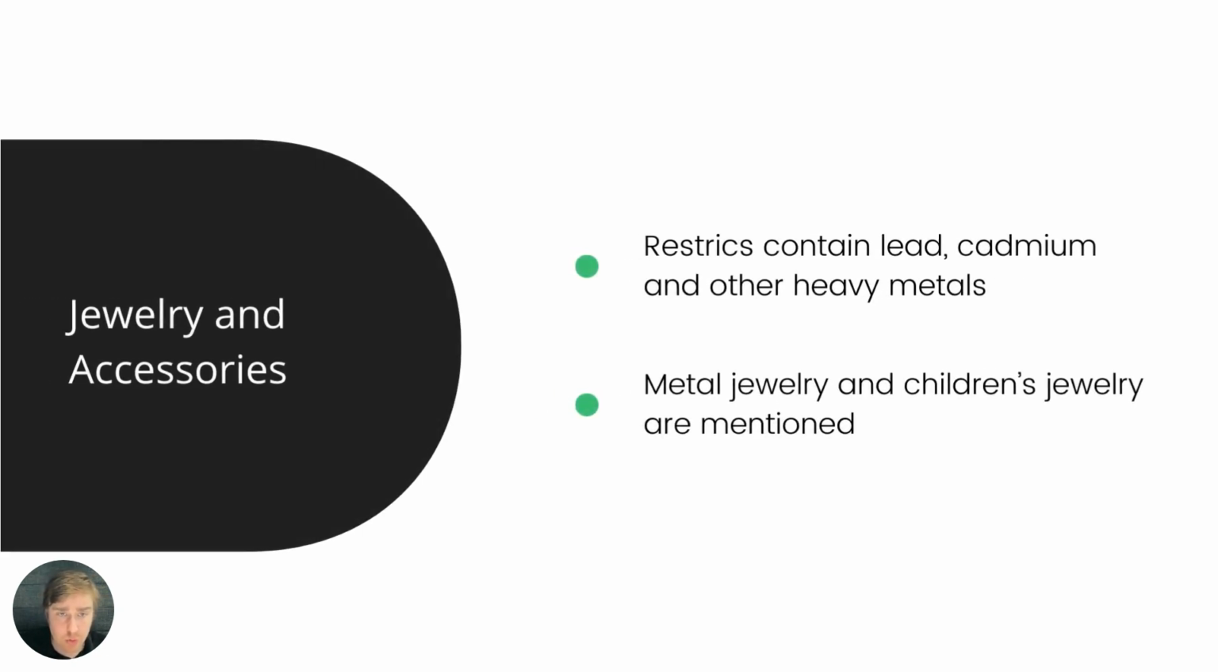Okay, third, we have jewelry and accessories, especially metal jewelry. It can contain lead, cadmium, nickel, mercury, and other restricted heavy metals. And the P65 website also specifically mentions children's jewelry. I'm not sure, but there could be a difference in the migration limit, or the transfer limit, I think they call it that, depending on the age group. But in any case, jewelry can contain substances that are restricted under California Proposition 65.